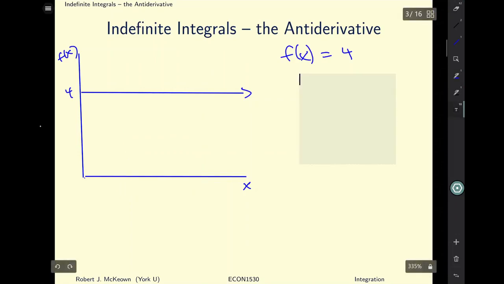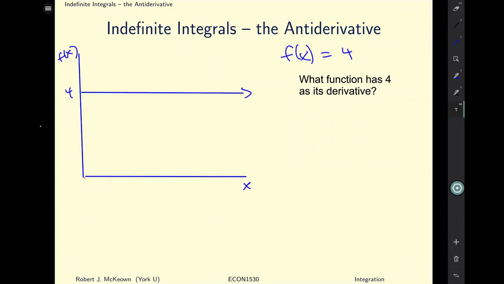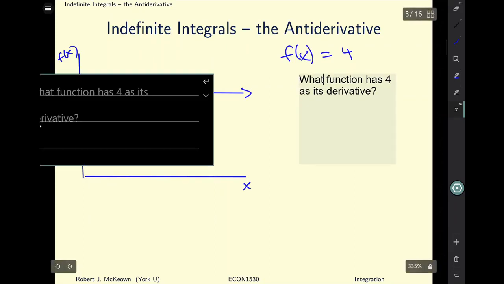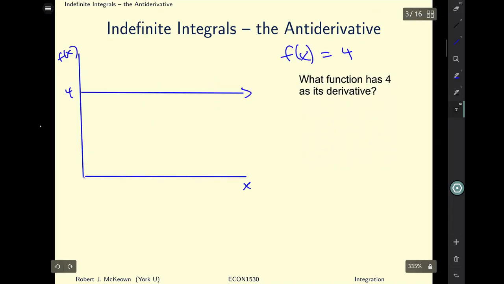Now let me ask you a question. What function has 4 as its derivative? Can you name a function that has 4 as its derivative? Well, I hope you came up with the answer of 4x. And maybe I'm going to call this capital F of x, 4x.